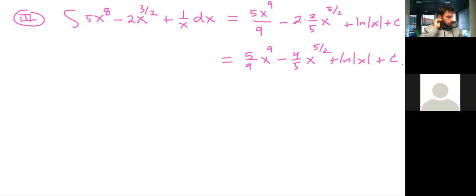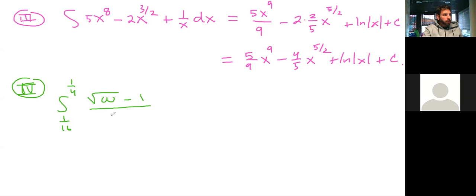Okay, so for the last one, let's do one more example, then we'll give you plenty of practice with this, and then you can ask questions next time we get together. Let's change letters for the fun of it. Let's say the integral from 1/16 to 1/4 of square root of w minus 1 all over w, dw. So now we're switching letters.